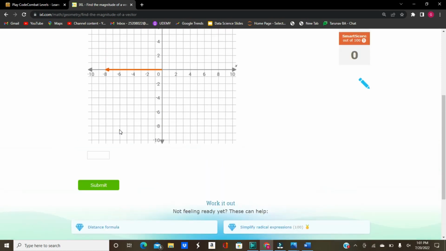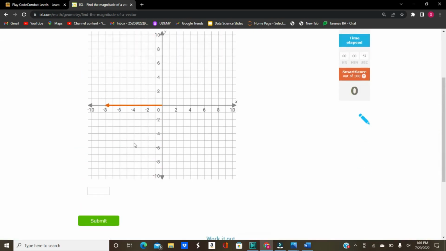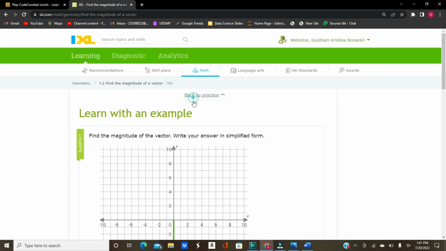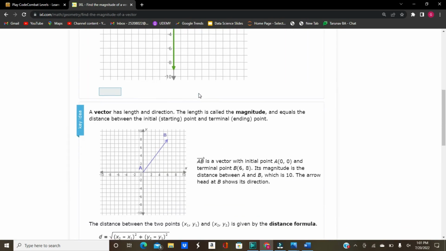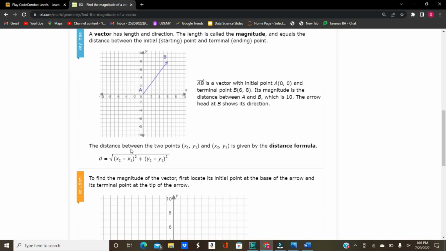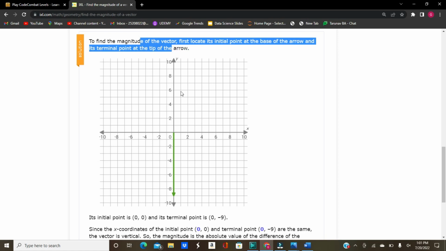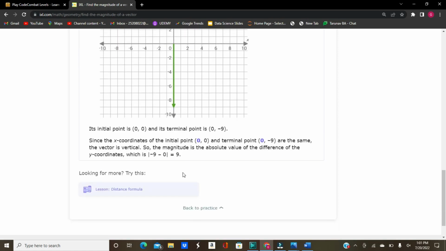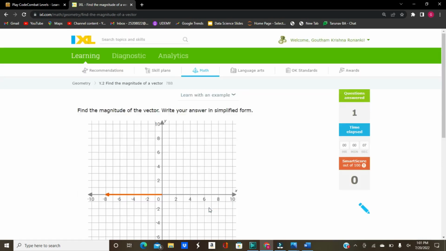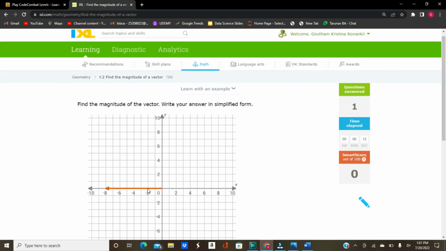Okay, so now we have to find the magnitude of a vector. So we'll just look at the example again. Here we have the magnitude of a vector, the distance between two points. Here's the distance formula. To find the magnitude of a vector, first locate its initial point based on the arrow and its terminal point. So base point, terminal point. This is kind of hard, it's going in depth into the math, but here's just a simple explanation. The magnitude of the vector is basically the length.